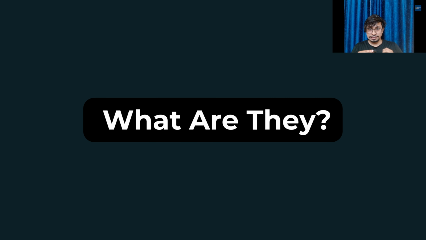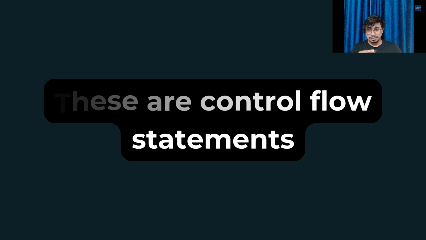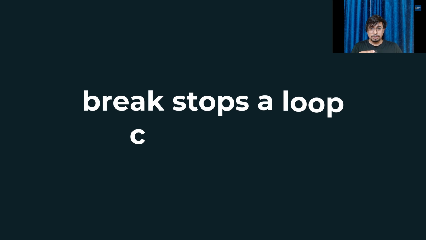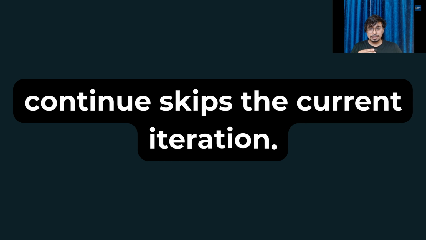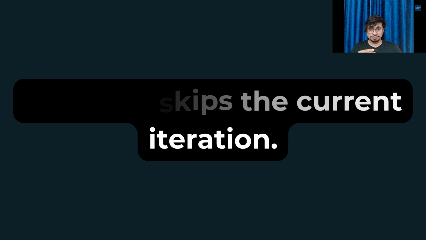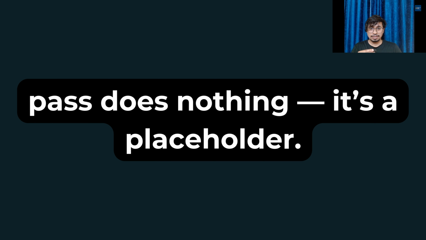What are they? These are control flow statements. Break stops a loop completely. Continue skips the current iteration. Pass does nothing. It's a placeholder.